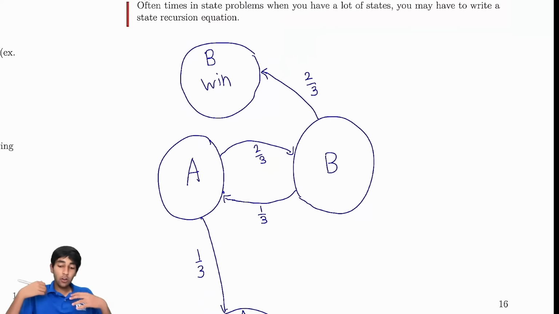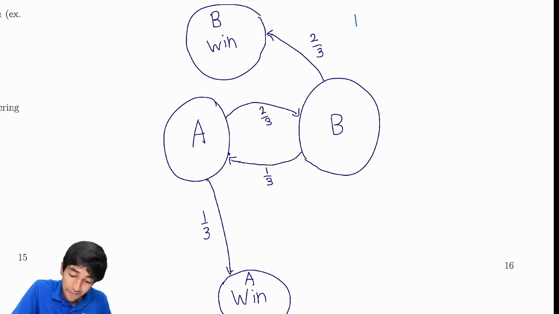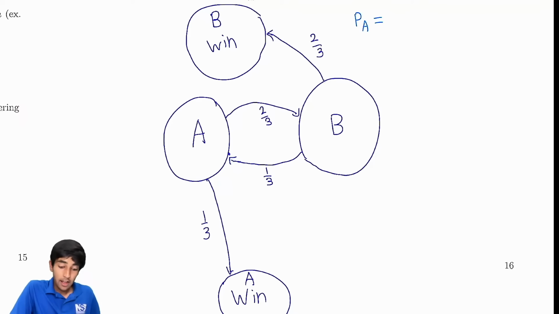So now, this is an infinite process. We cannot just do this for a few small values. What we do is we write state equations. If it's A's turn, the probability of winning is, okay, there's a 1/3 chance of just winning right on the spot.